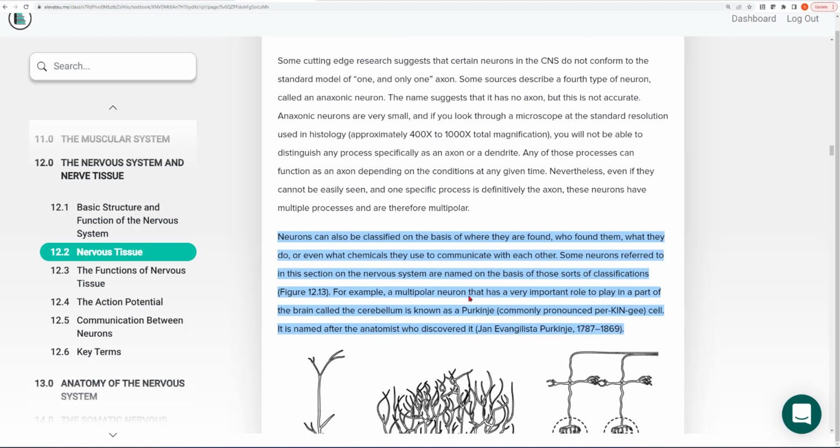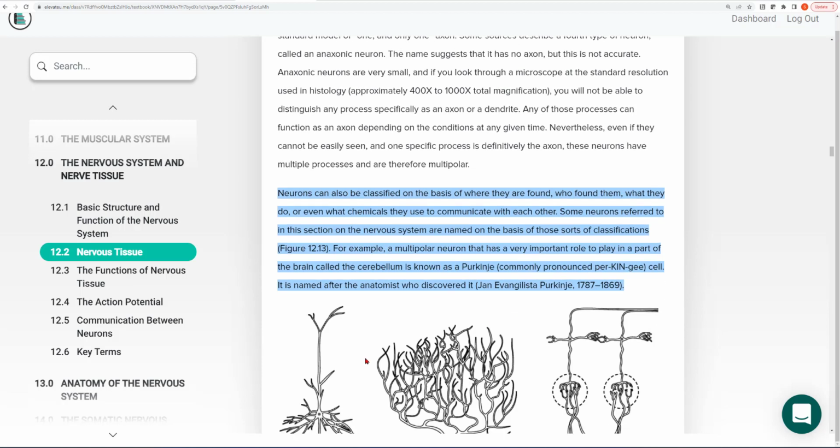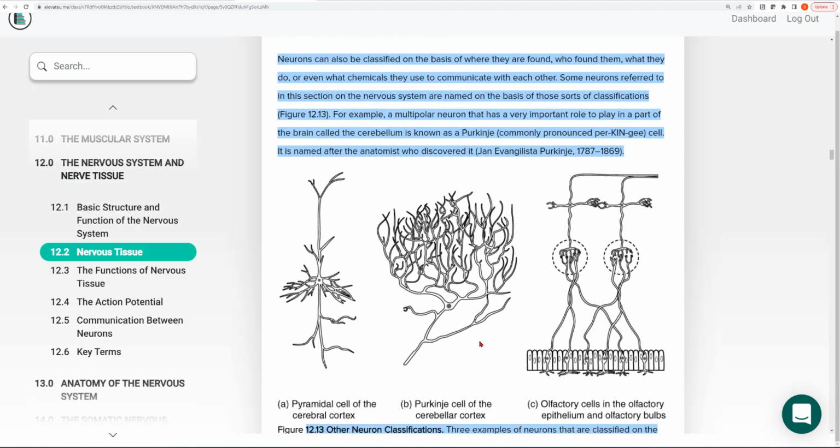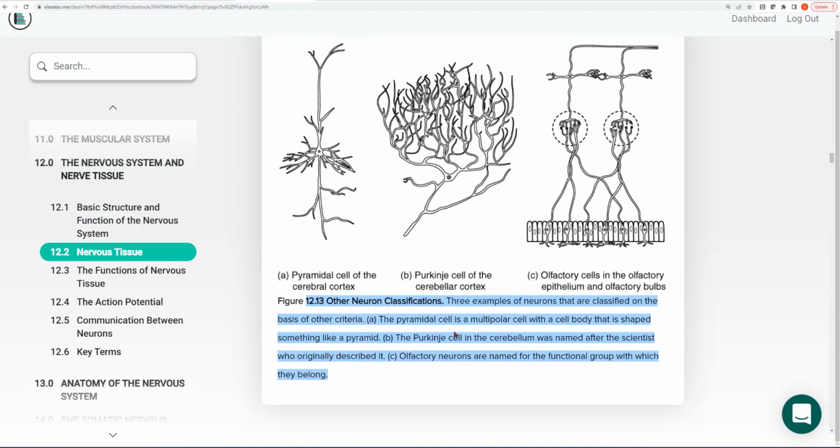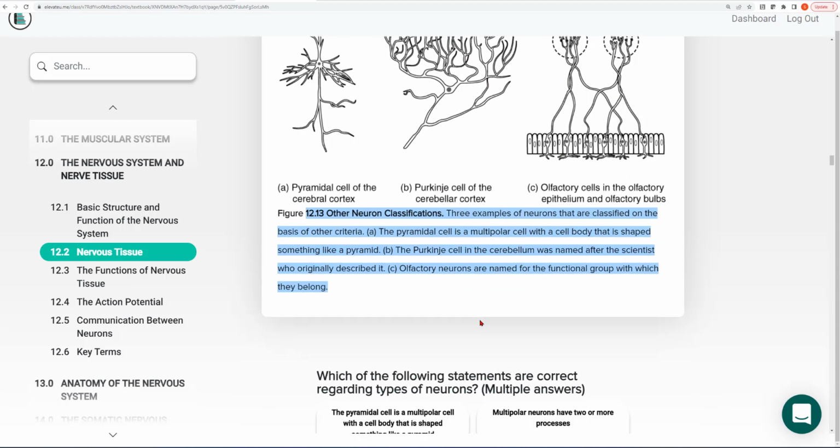So remember, if it's in blue, we're not going to worry about it. So there are different classifications, different types of neurons. They get fancier, but we're not going to cover any of these. So don't worry about the content in blue, nor figure 12.13.